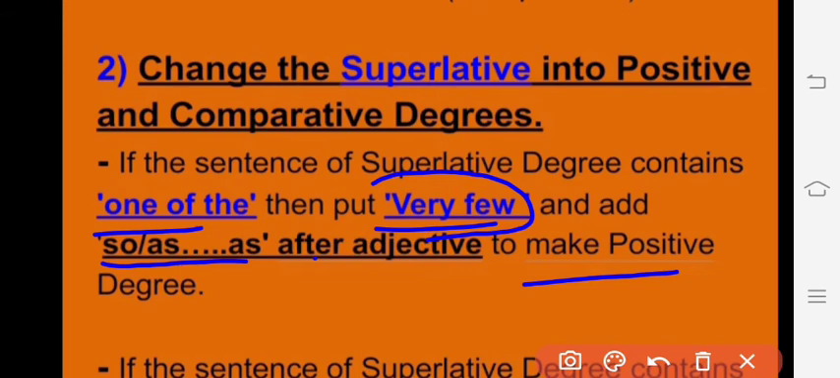Here we are talking about the second type of superlative degree, where the sentence contains "one of the most," one of the greatest leaders, one of the greatest actors. If this kind of wording is given, "one of the," and you want to convert into positive, remove "one of the" and add "very few" to make positive degree.